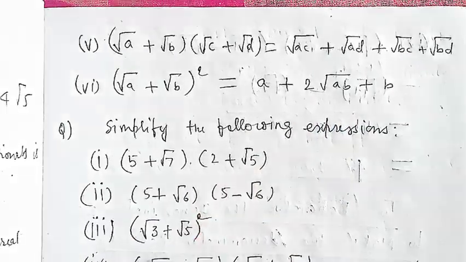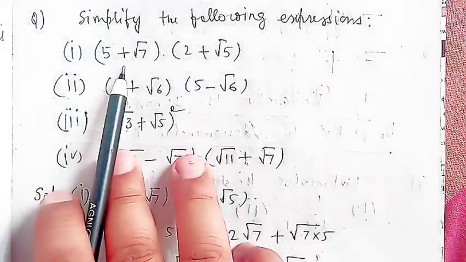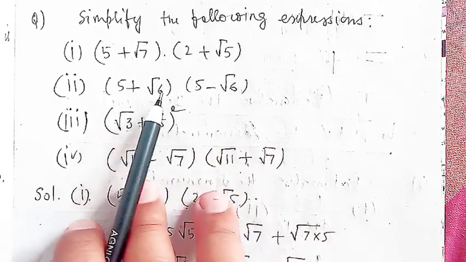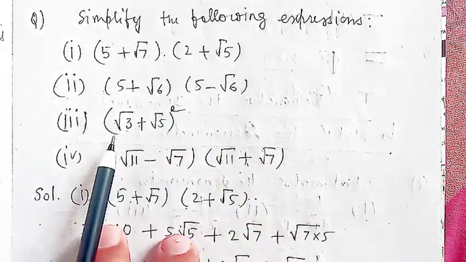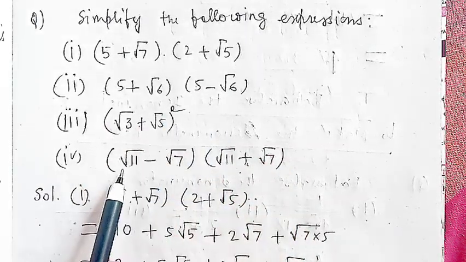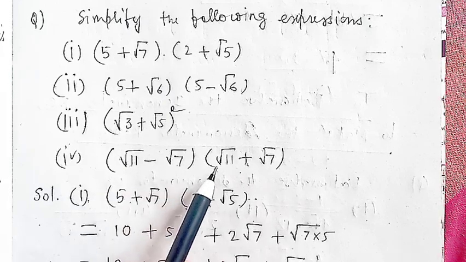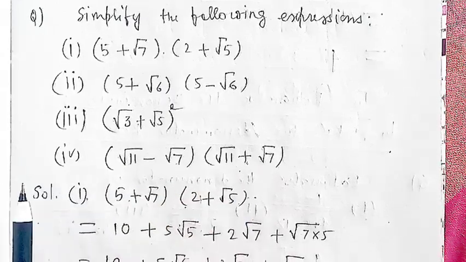Now simplify the following expressions: (5 plus root 7) into (2 plus root 5); (5 plus root 6) into (5 minus root 6); (root 3 plus root 5) whole square; (root 11 minus root 7) into (root 11 plus root 7).